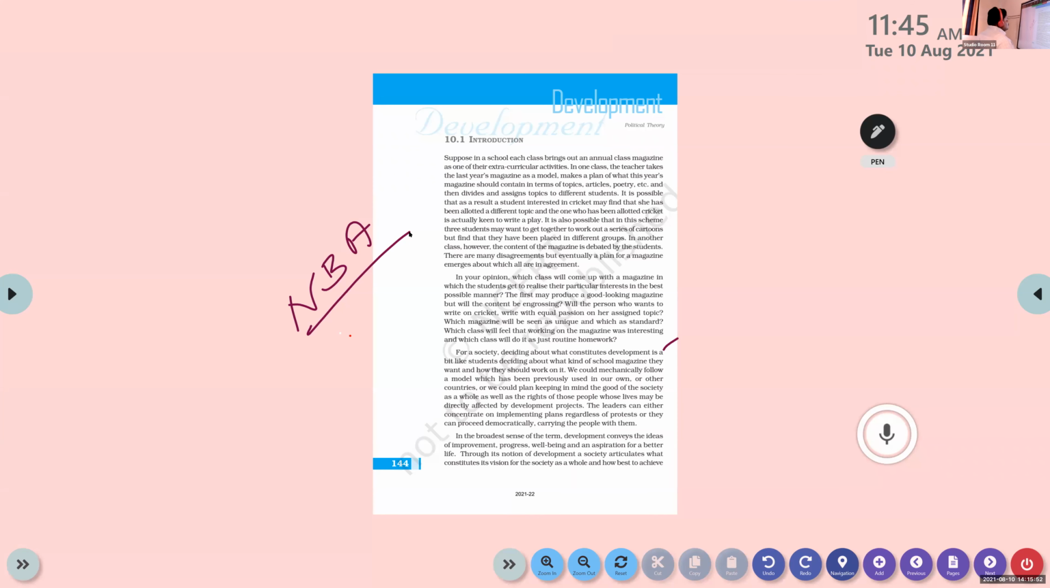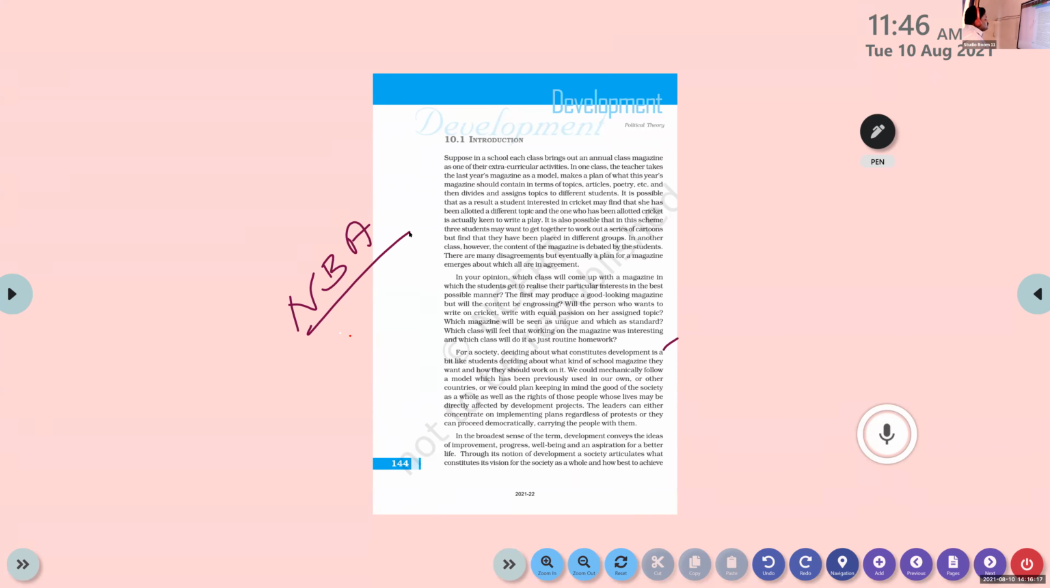In the broader sense of the term, development conveys the ideas of improvement, underline, improvement, progress, well-being, and an aspiration for a better life. Underline that. So development, that term is directly connected with improvement, progress, well-being, and an aspiration for a better life. So everyone has the right to enjoy this.